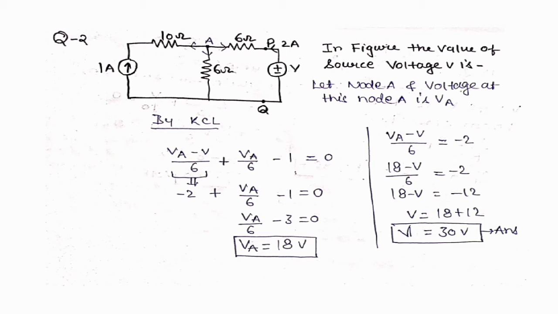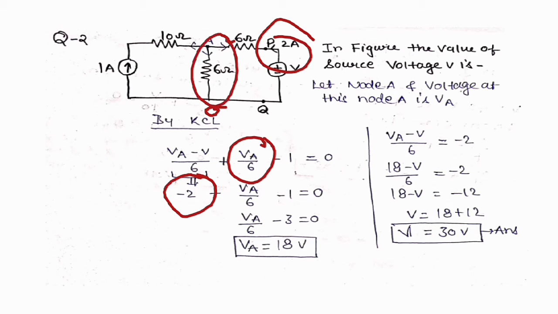So just calculate the KCL here. First of all, see in which branch the current is given, 2 ampere is given. So we can write it like -2 plus VA, this one is 0 because this is grounding, so VA divided by 6. So this current we will get.